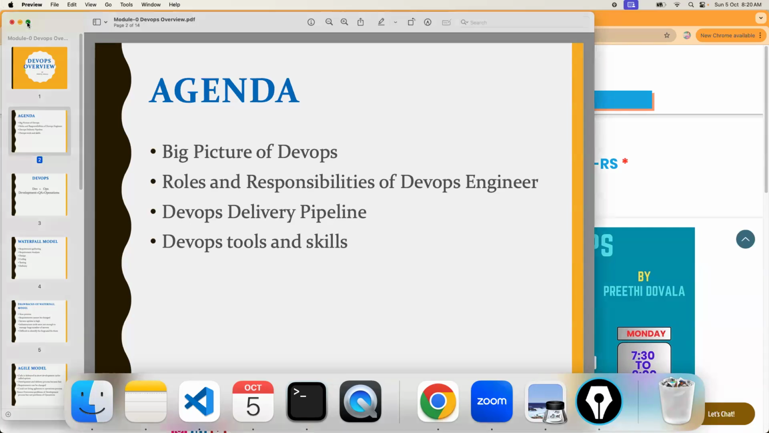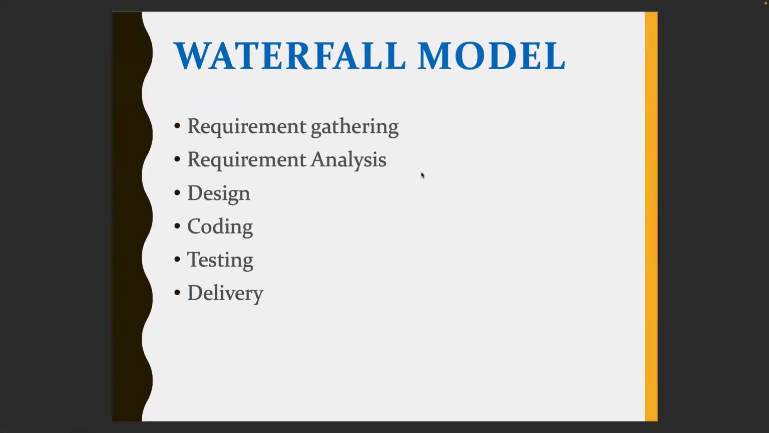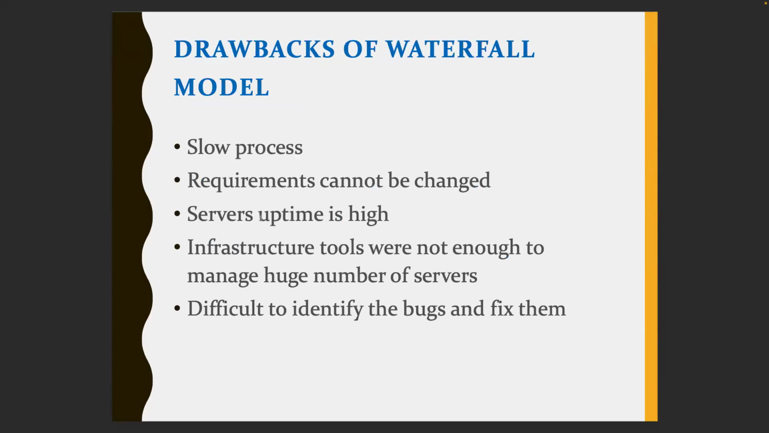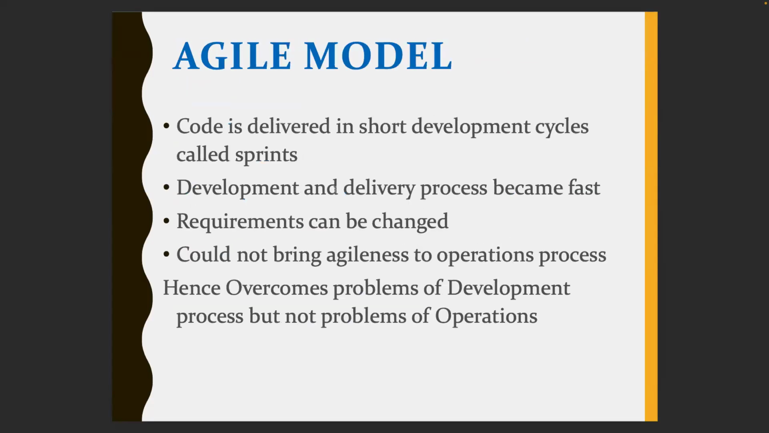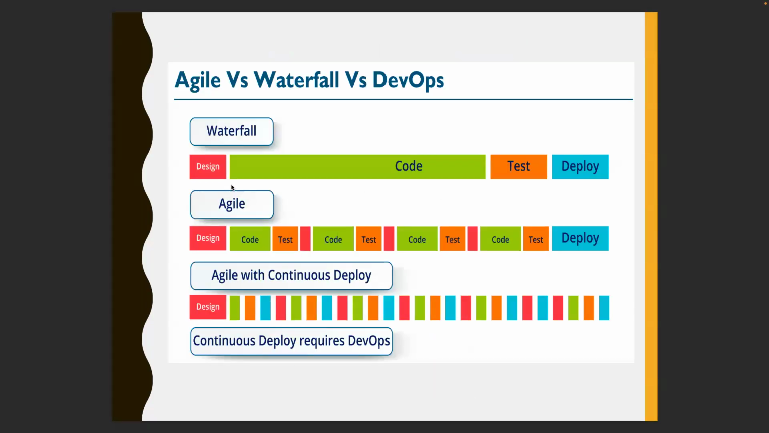So till now we were talking about what is DevOps, why DevOps. Everything is documented here in the presentation. This presentation will be shared with you as notes for reference. Drawbacks of Waterfall, drawbacks of Agile, then why DevOps came in, everything is here. Right, the differences between Waterfall, Agile, and DevOps.